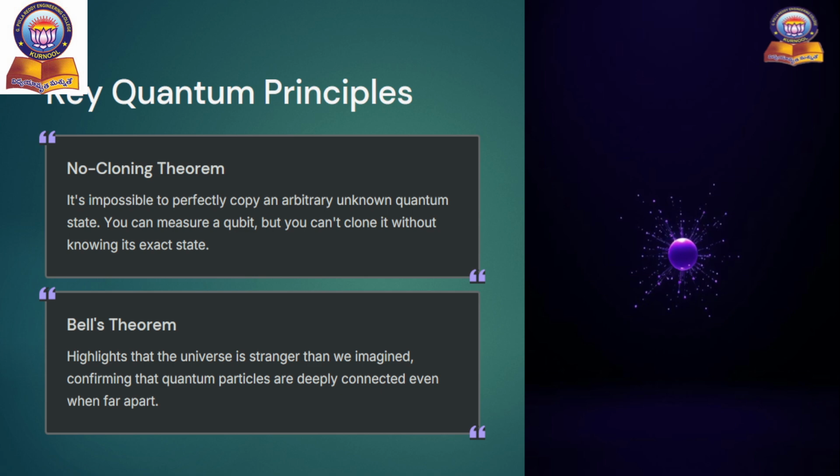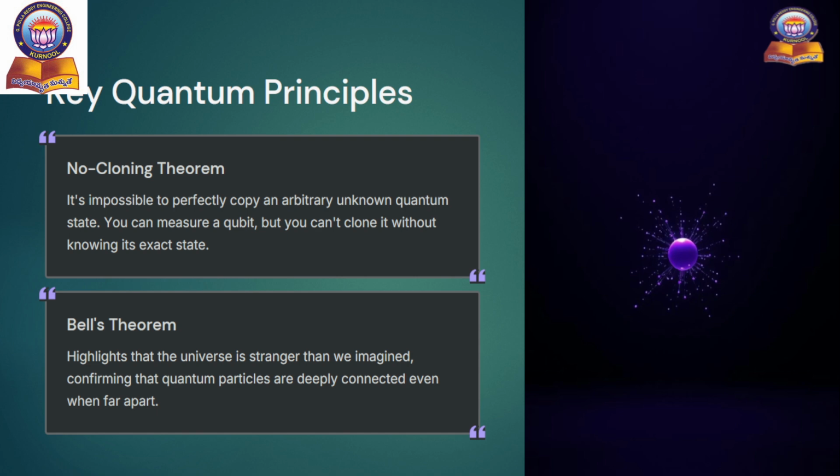And in quantum, it also uses key theorems, which are called the key quantum principles. We mainly use the no cloning theorem and also Bell's theorem. The no cloning theorem makes it impossible to perfectly copy an arbitrary unknown quantum state. You can measure a qubit, but you can't clone it without knowing the exact state.